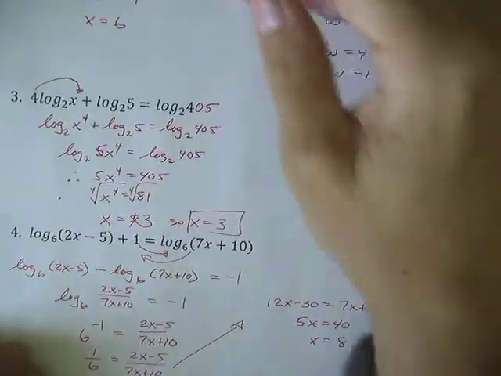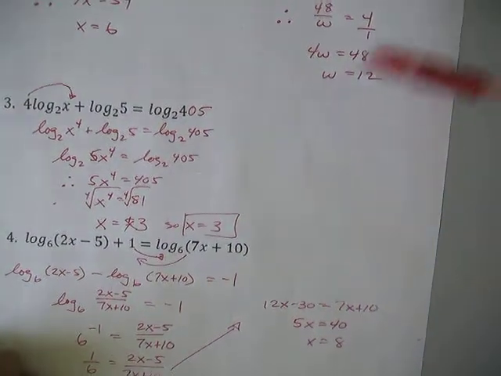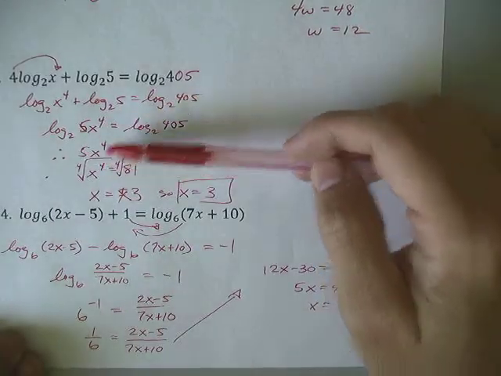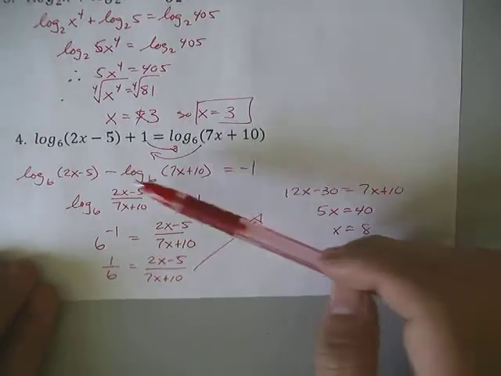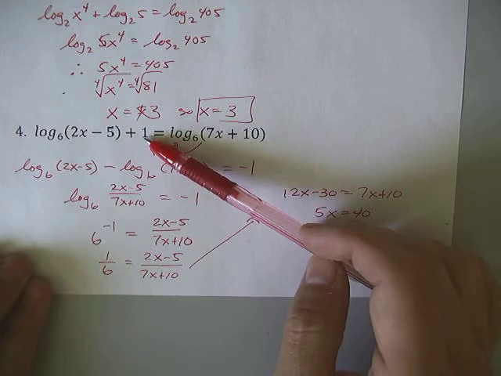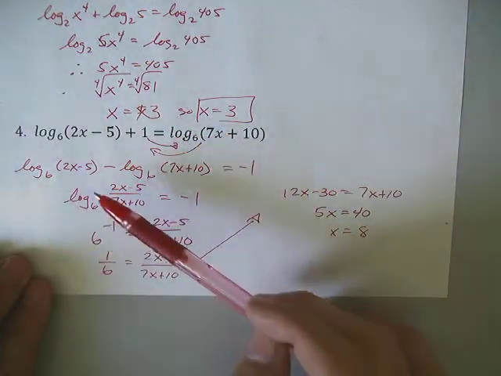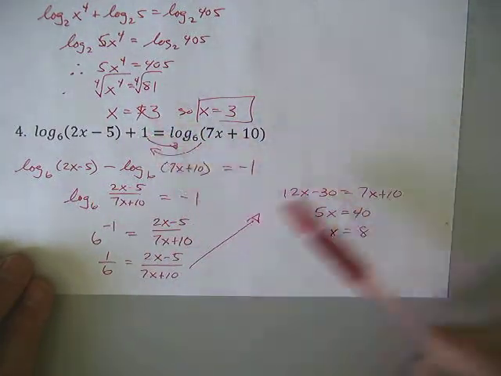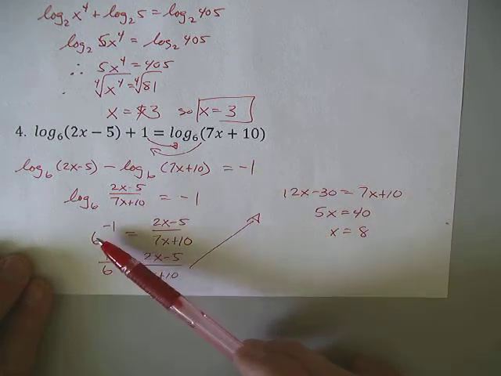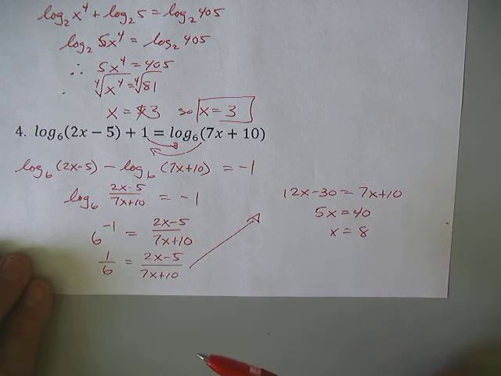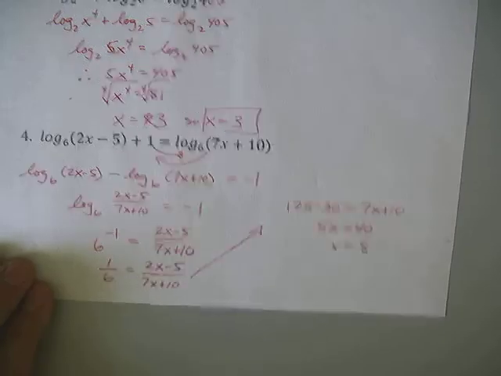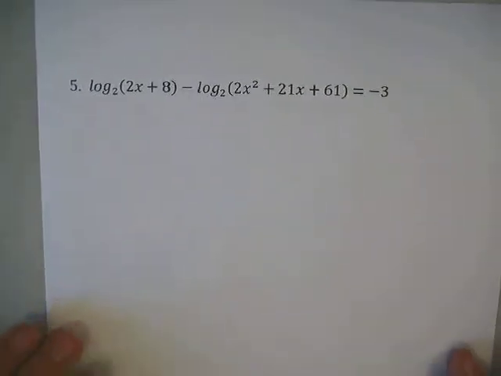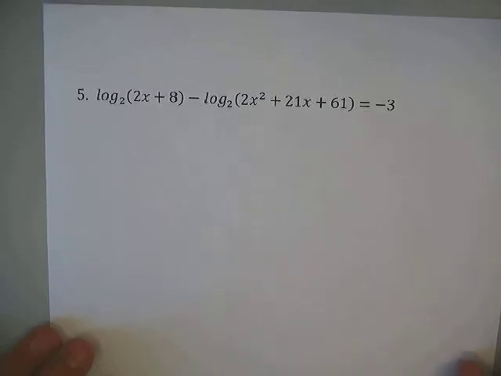So kind of tricky right there, but hopefully that made sense to you. And hopefully you noticed the difference: all these up here had logs on every part. So that's why we did the whole drop-the-log-off method. Versus here, this one didn't. So I moved everything that had a log to one side and the stuff that didn't have a log to the other side. And then I wrote it exponentially and solved.